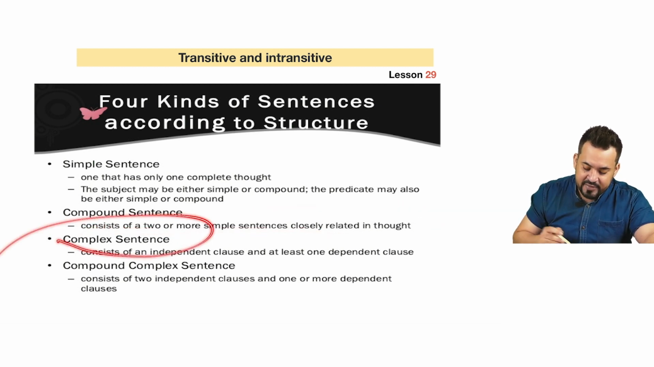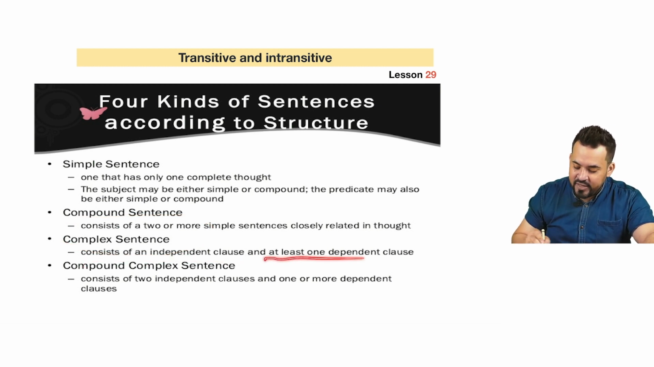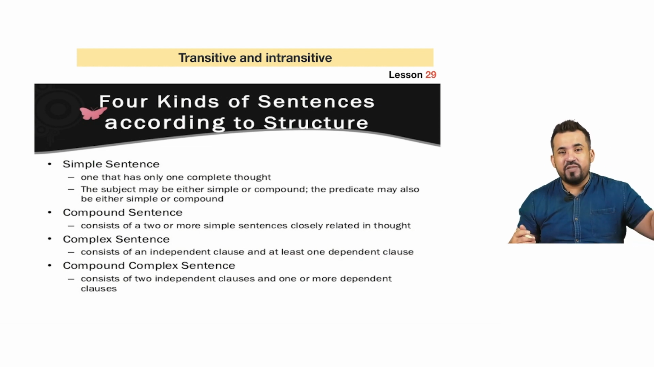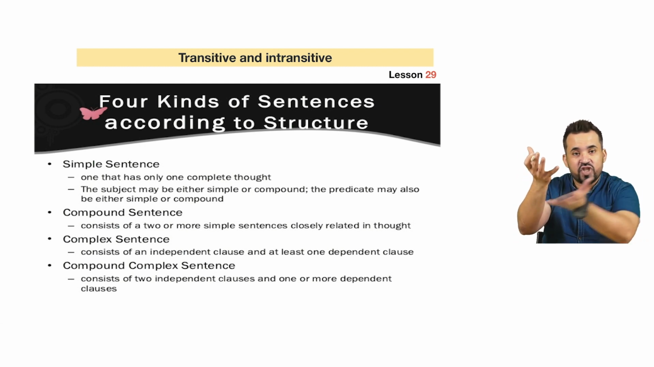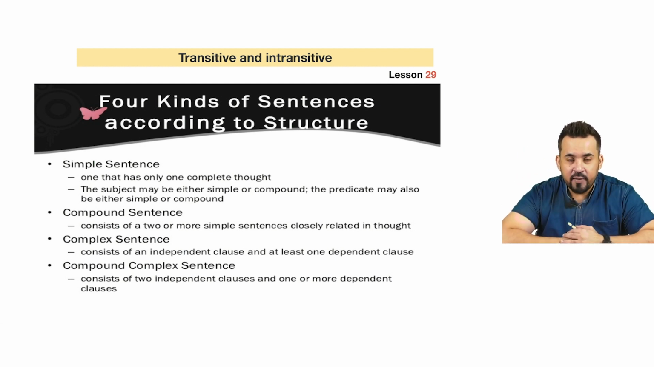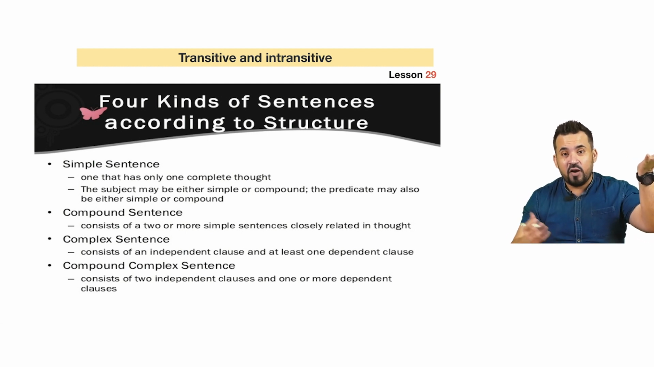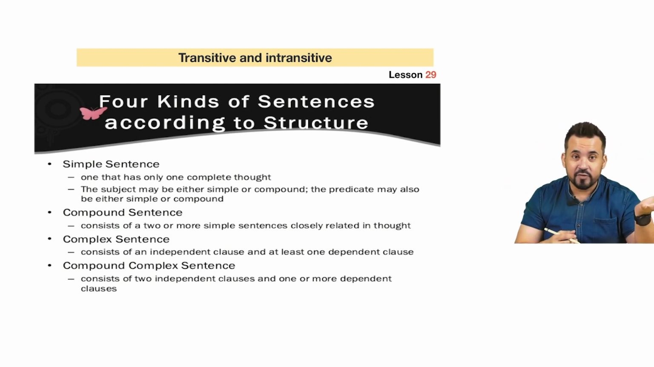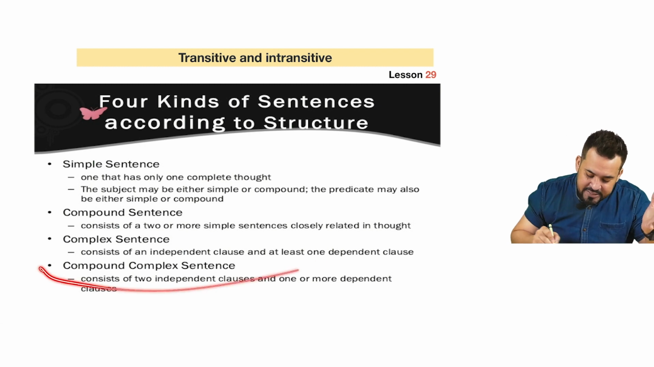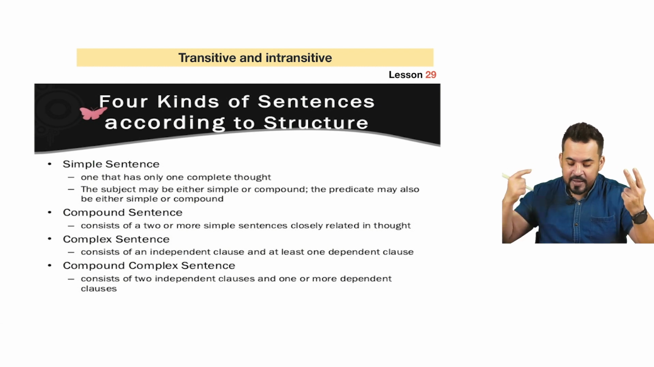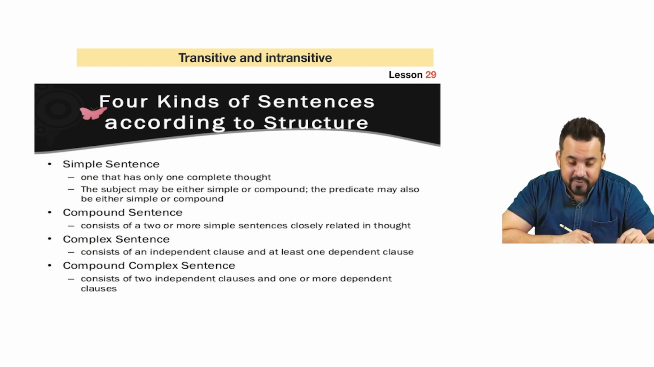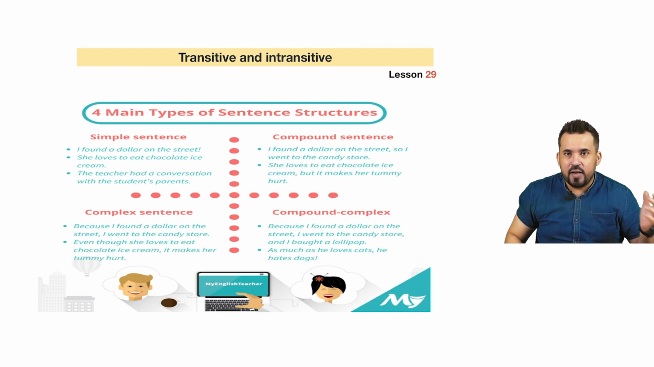Then you have a complex sentence. A complex sentence consists of an independent clause and at least one dependent clause. So you have one independent clause and one dependent clause. Oh, actually the other way around. You have the independent clause and the dependent clause that depends on the independent clause. All right, and then the last sentence is a compound complex sentence. It consists of 2 independent clauses and 1 or more dependent clauses. Okay, so let's take a look at the 4 types of sentences with examples.